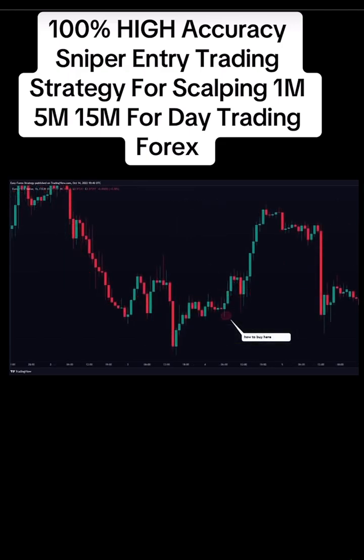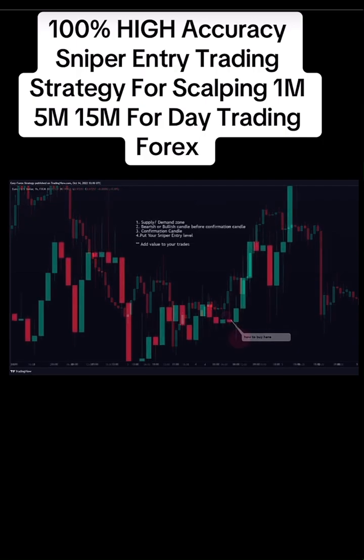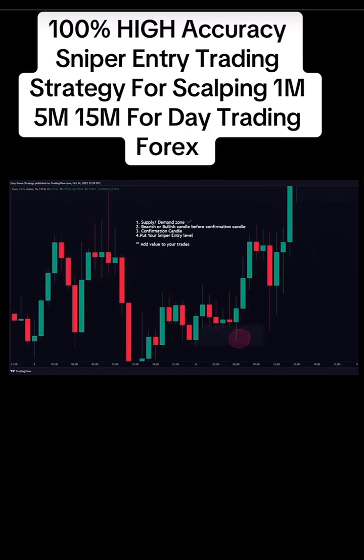The same trading plan that we have been using throughout the whole video, we will continue to use even from here. And guys, we have to follow the trading plan to the T. As always, we will start by drawing our demand zone on the chart. The second step is to find a bearish candle before we can see a bullish confirmation candle.